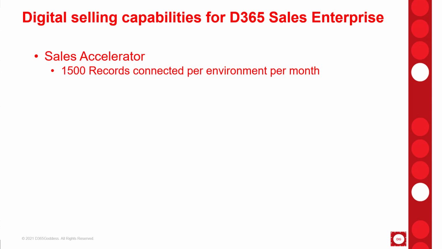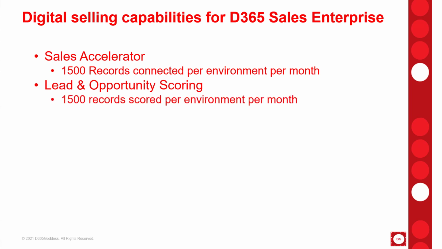Then another feature they're going to have access to is lead and opportunity scoring. So this is pretty cool, right? To be able to get access to this. Now, with this, the limitations are also a record count of 1,500 records that can be scored, again, per environment per month, right? So I'm assuming that this number cannot be divided between opportunities and leads. So I would guess you would need to choose if you want to use either leads or opportunities, but I'm not 100% sure. That's just my interpretation of this.